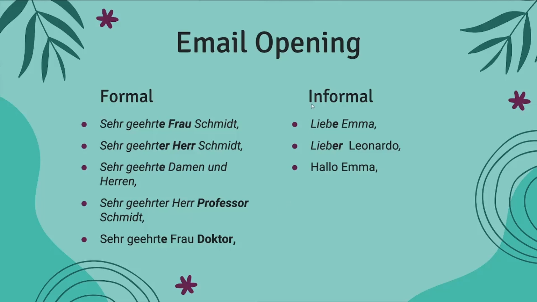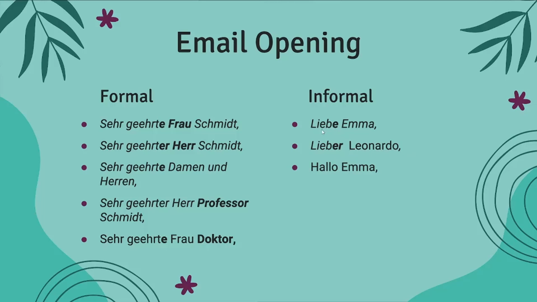Let's see how you will open an email for informal emails. Say, for example, you want to write to Emma Watson. You can write Liebe Emma and then a comma at the end. Here also the word got conjugated, and let's say you want to write to a man whose first name is Leonardo and last name DiCaprio. So you write Lieber Leonardo.